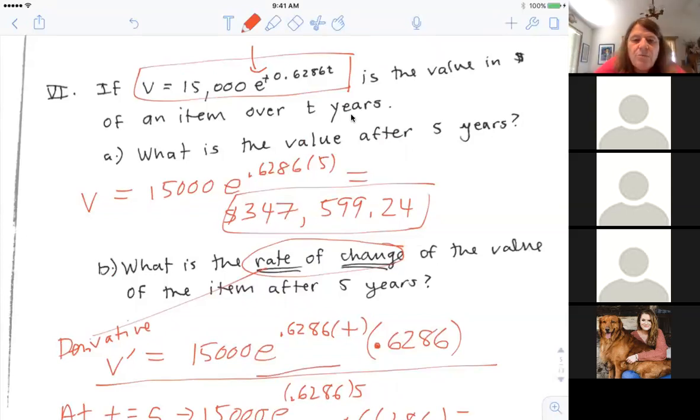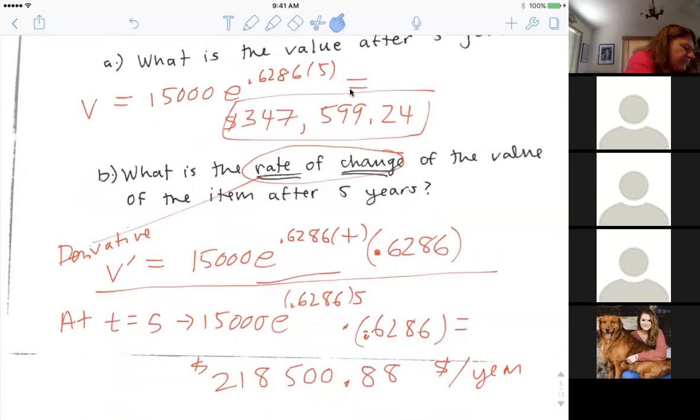And then once it repeats itself, you multiply by the derivative of its power. What's the derivative of 0.6286t? Well, it's just 0.6286 because that's like an x. The derivative of 5x is 5. Derivative of 10x is 10. Derivative of 0.6286t is 0.6286. So I did that. There's the derivative.